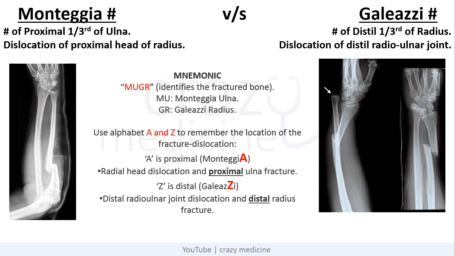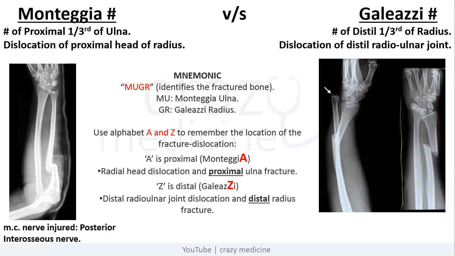MU stands for Monteggia and the bone involved is ulna. And GR for Galeazzi and the bone involved is radius. And use the alphabets A and Z to remember the location of the fracture dislocation. The A is proximal, then Z, so in Monteggia fracture, there is radial head dislocation and proximal ulnar fracture. And Z is distal, so in Galeazzi fracture, there is distal radioulnar dislocation with distal radial fracture.